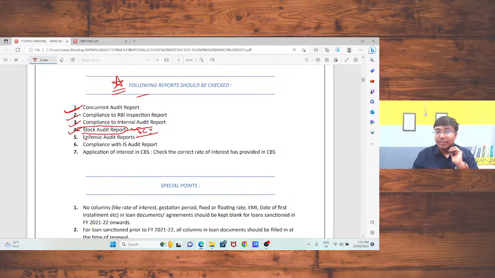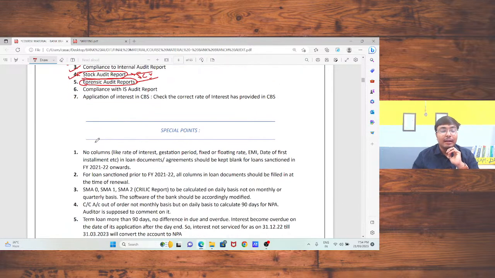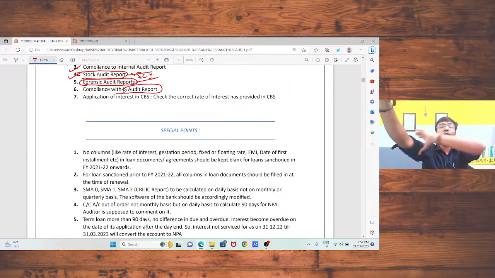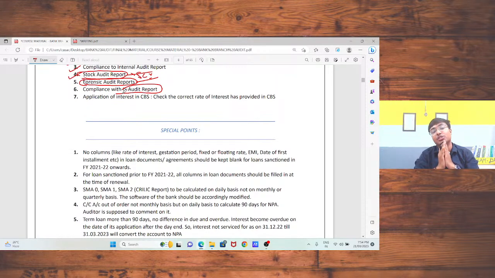If a forensic audit is applicable, you can check the forensic audit report also, and take significant note of it. Compliance with the IS audit report: if an IS audit is mandatory in any bank branch, in that case you can take note of that IS audit report and the compliance of that IS audit report.